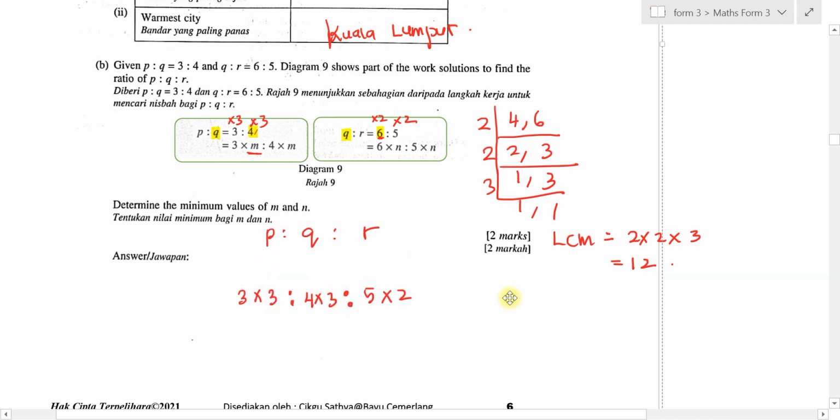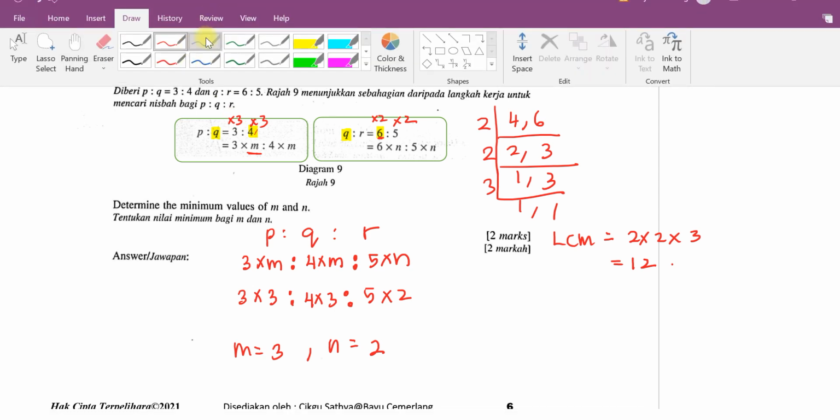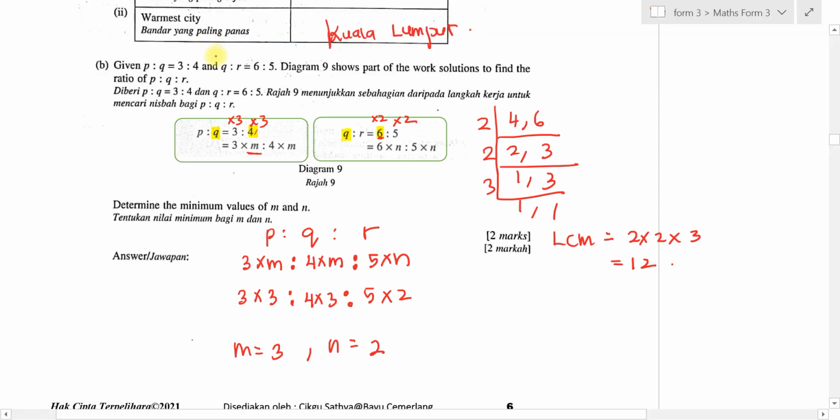Okay, this one, let me put it at the bottom here. 3 times M. This one you can write 4 times M and 5 times N. Okay, so here we can see M is equal to 3, N is equal to 2. We don't want the value 9 and 10. We want what you are multiplying. Something different, but anyway, it's an easy question. So M equal to 3, N equal to 2.